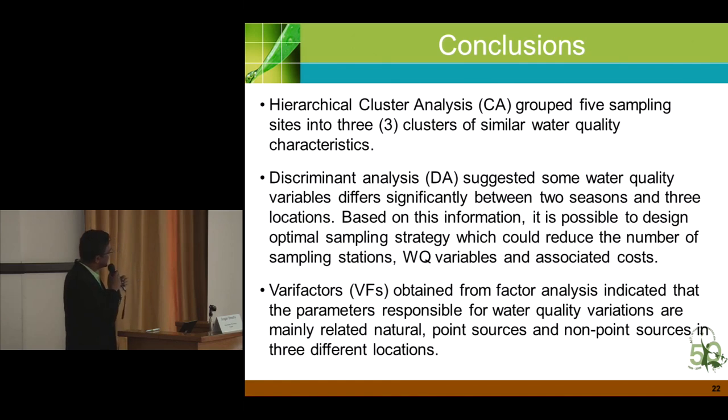Similarly, discriminant analysis shows that there are some water quality variables that change significantly between season and location. So we can choose those water quality variables for the future monitoring programs. And the varimax factors from the factor analysis indicated the different sources of pollution into the river system.